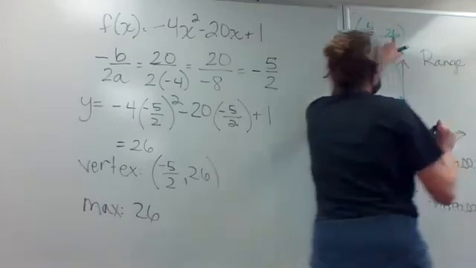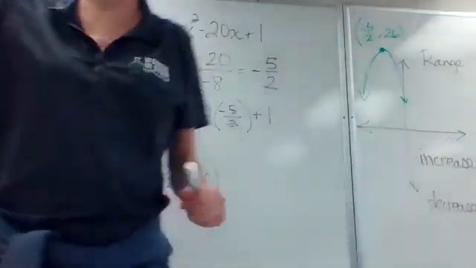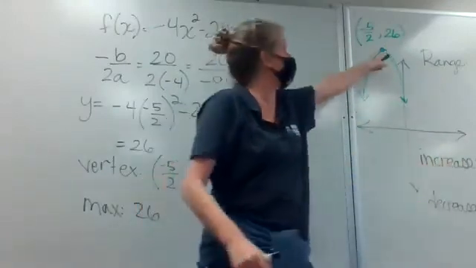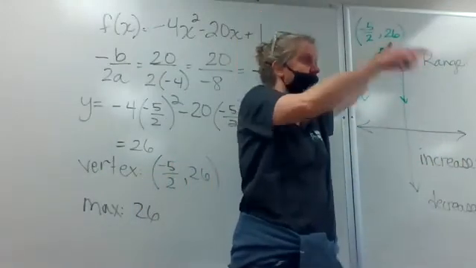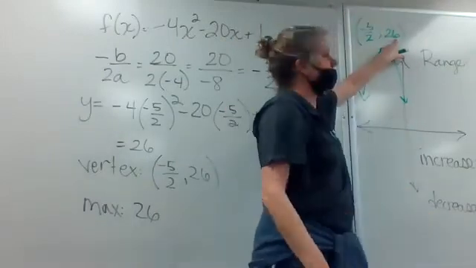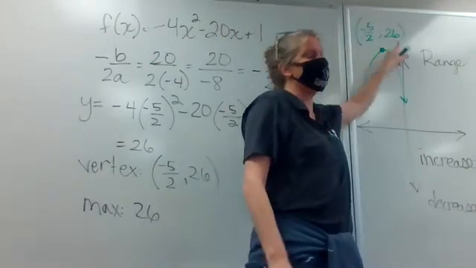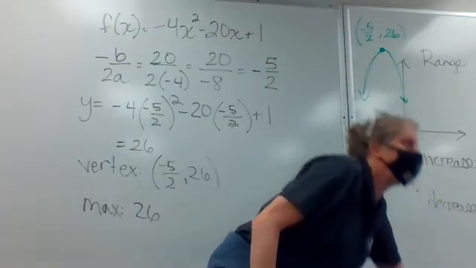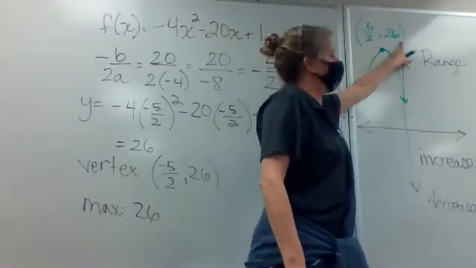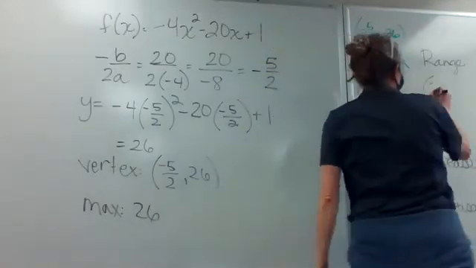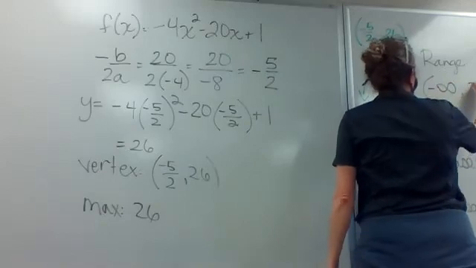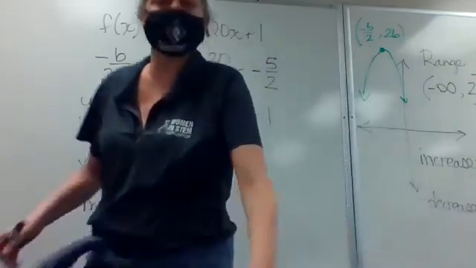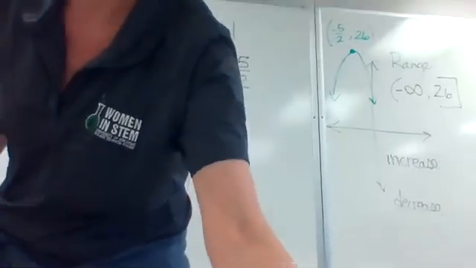So this time it has a maximum of 26, which means all the other y values are below it, because it's the highest. This is the top of the range. So where do you start? Negative infinity to 26. Infinities always have parentheses. What is the 26 going to have around it? A bracket, because 26 is part of the range.